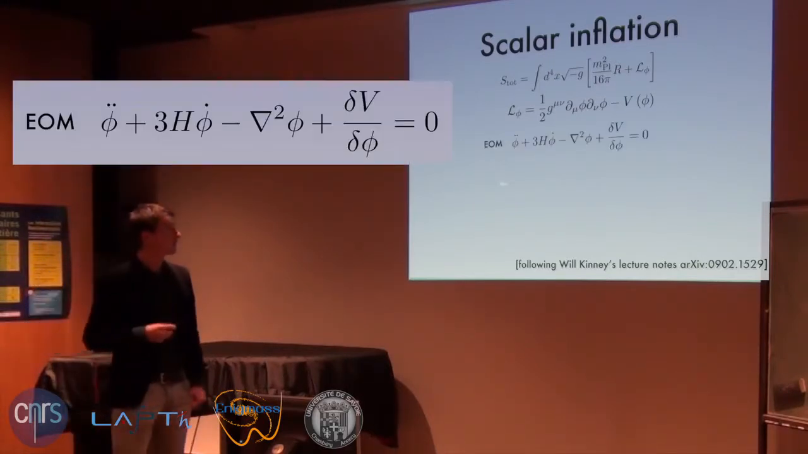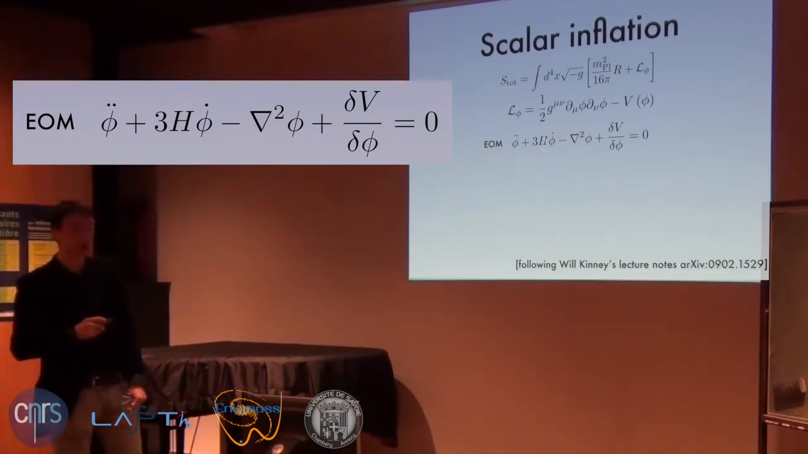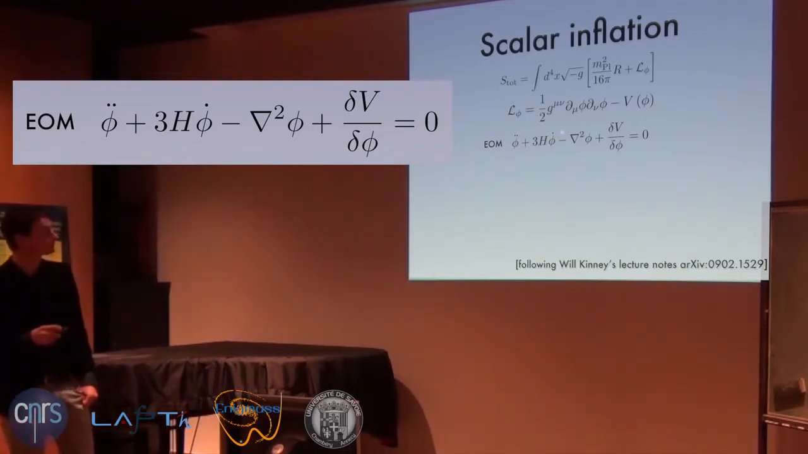The equation of motion for the scalar field is very straightforward. The difference with flat space-time is that here we have a term 3H phi dot. And remember that H is the Hubble rate, the time derivative of the scale factor divided by the scale factor. So this term you can recognize as a friction term. Compared to flat space-time, the scalar field has the same equation of motion, except that there's an extra friction which comes from the expansion of space-time.